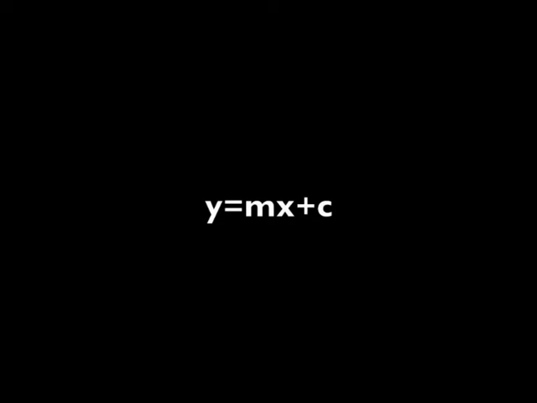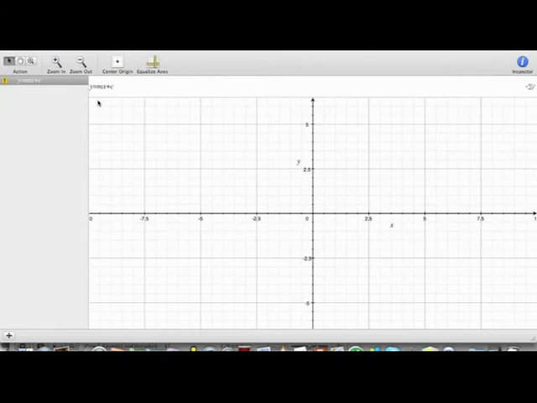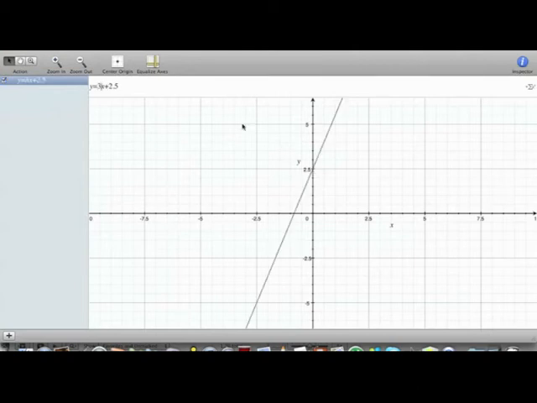y equals mx plus c is the equation used for straight lines. For y equals mx plus c, the m is the gradient and the c is the y-intercept. If we put 2.5 as the y-intercept and 3 as the gradient, we'll have a steep line that is touching the y-axis at 2.5. If we want this line to touch the 5 on the y-axis, we will change the c to 5.